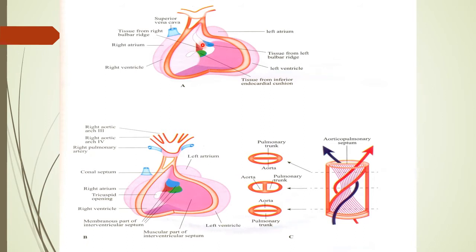The blue one is from the left bulbar ridge, the brown one is from the right bulbar ridge, and the green one is from the inferior endocardial cushion. So from these three sources, tissue is derived which closes the interventricular foramen, and then the interventricular septum is complete. We are going to take that now, but this diagram you must keep in mind. That is why I have pointed it out.